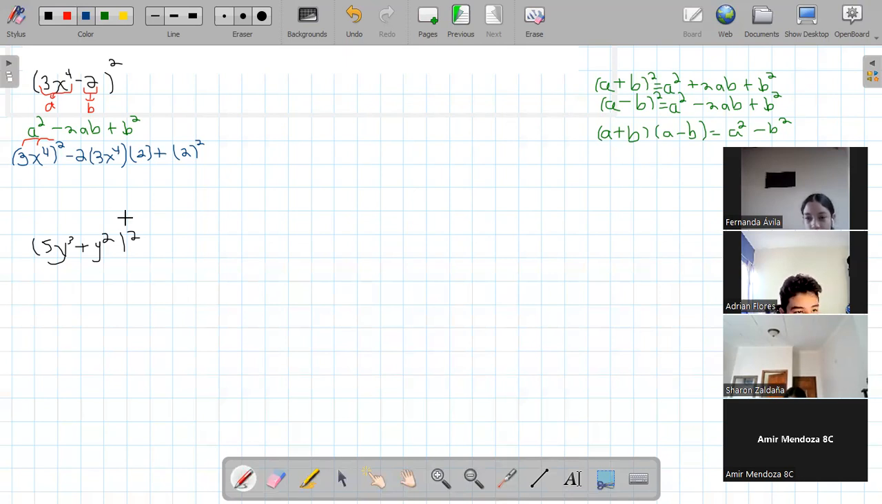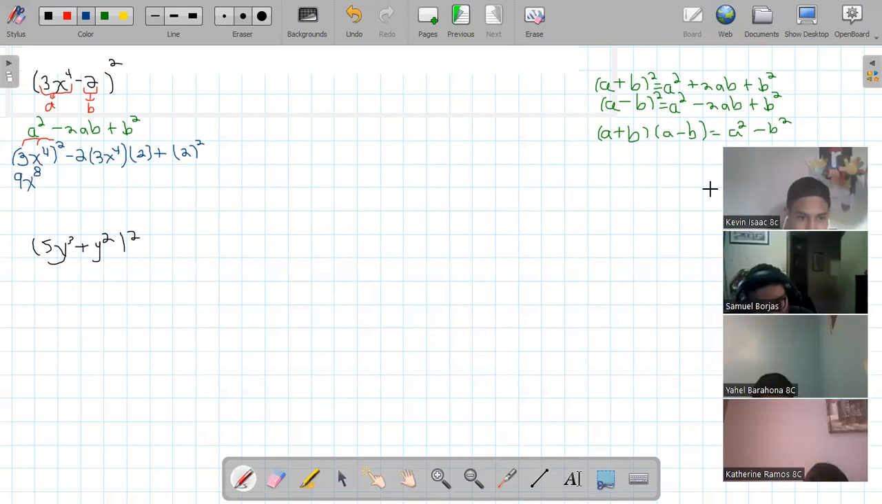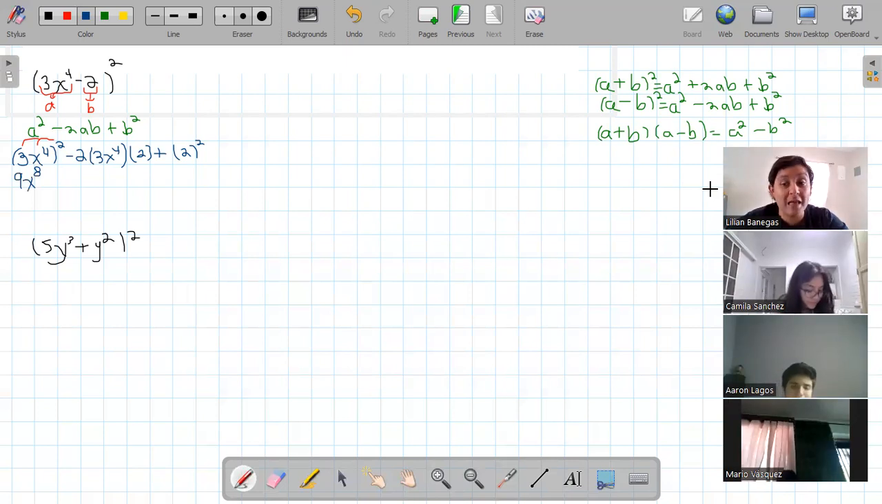Six X. Are you sure 3 to the square is 6? 9x, 9x to what power? To the 8th power. Why is it to the 8th power? Because the rule of exponents, when we have a power of a power, says that we need to multiply the exponents. Okay, don't forget about that.